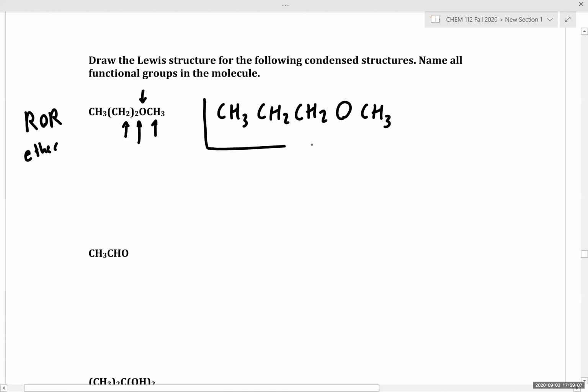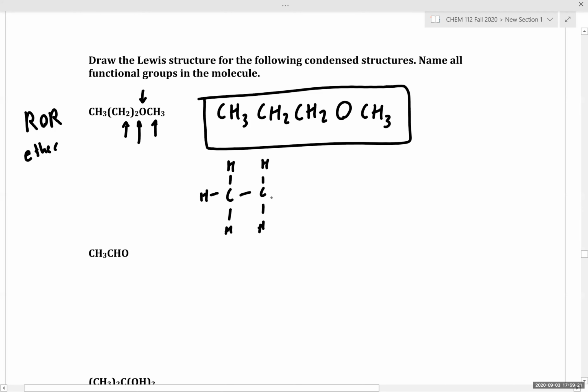So this would be our partially condensed formula. And of course, we can expand this out and explicitly draw out all of our carbon-hydrogen bonds. And that would in turn give us our complete Lewis structure for the following molecule. In this case, this would be methyl propyl ether. Does this first example make sense to everyone?